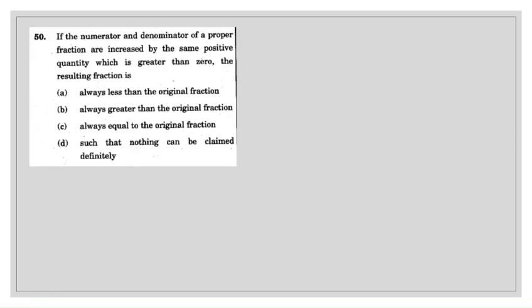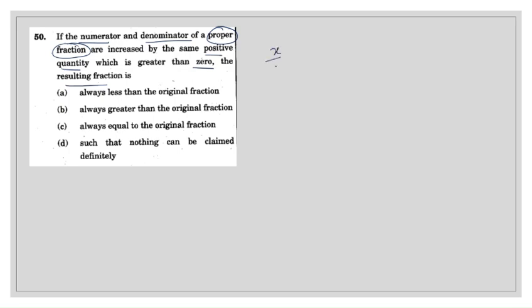So this video has the next set of questions for UPSC number system, and these are the previous year questions. Continuing with the first question for today: if the numerator and denominator of a proper fraction are decreased by the same positive quantity which is greater than 0, the resulting fraction is. So it is just comparing the two fractions.